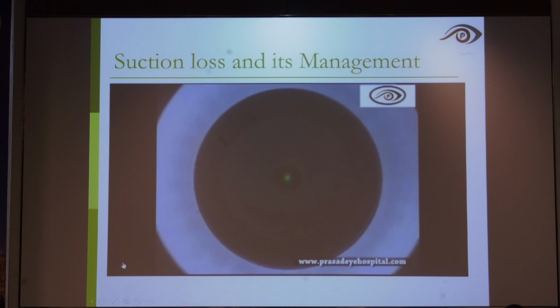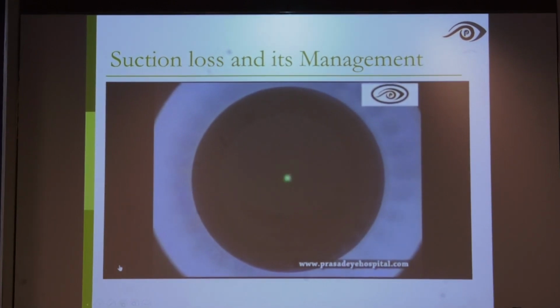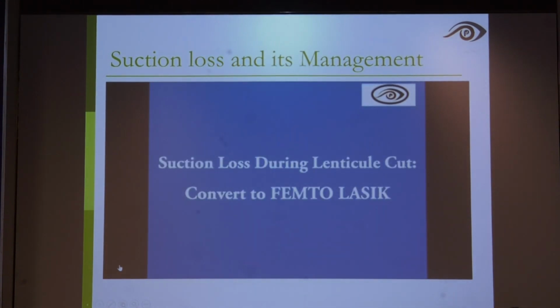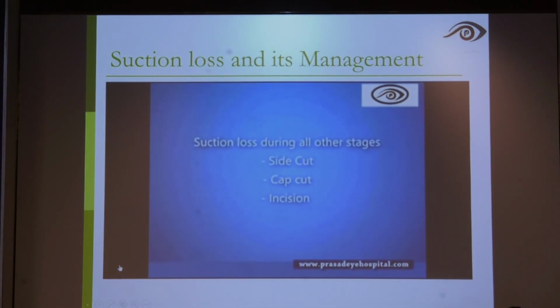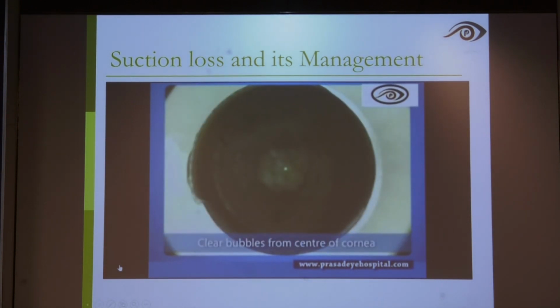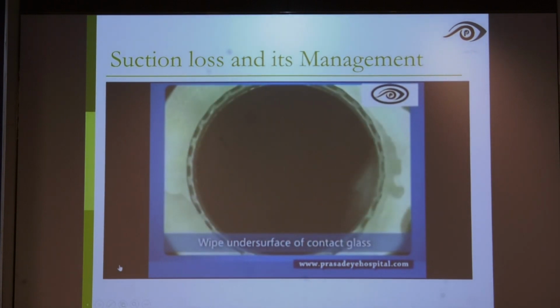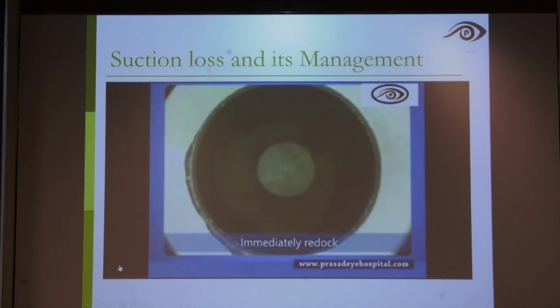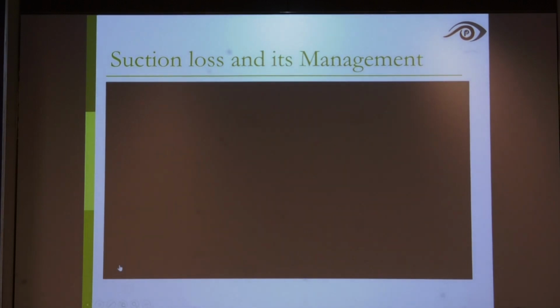If you don't keep the conjunctiva dry, this can happen, or even in some anxious patients. Suction loss during the lenticule cut, you can convert into femtoLASIK. If suction loss happens during any other stage, side cut, cap cut, or incision, you can do the recentration after the suction. Then clear the bubbles from the center of the cornea, wipe the undersurface of the contact lens, then go ahead with the treatment. It will do the treatment in the same plane only.